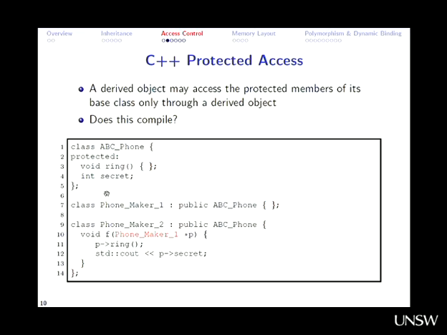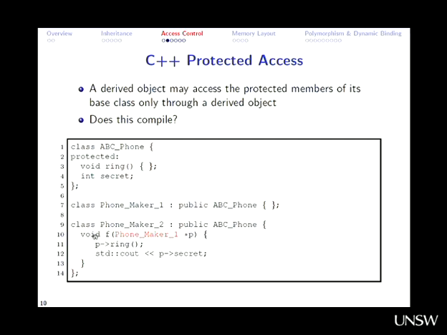We then say class PhoneMaker1 inherits public ABC Phone. Okay, that means because we're doing public inheritance, PhoneMaker1 has access to ring and to secret. We then say class PhoneMaker2 also inherits public ABC Phone.